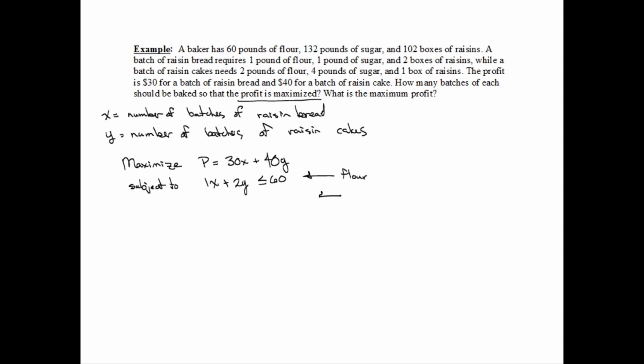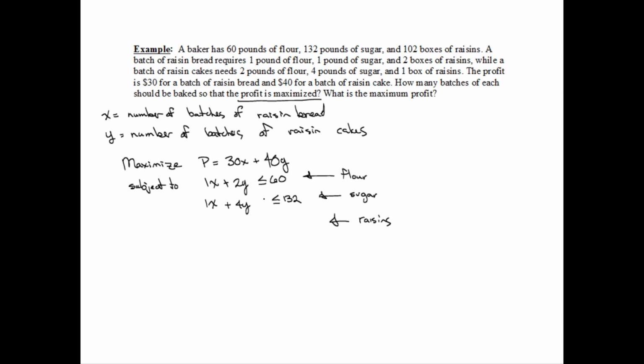Now we can have one for sugar, and we'll also have one for raisins. For sugar we are limited to 132 pounds. That's the most that we can possibly use. 1 pound times the number of batches of bread, so that'll be 1x. Then it takes 4 pounds to make the cakes, so 4y.